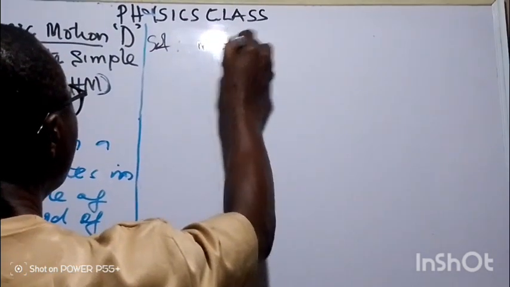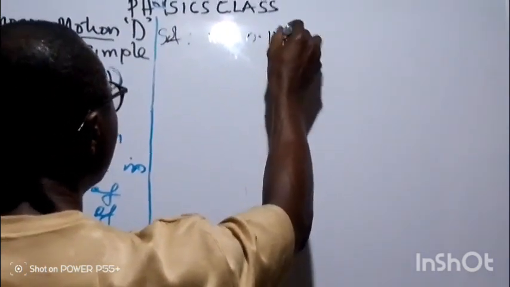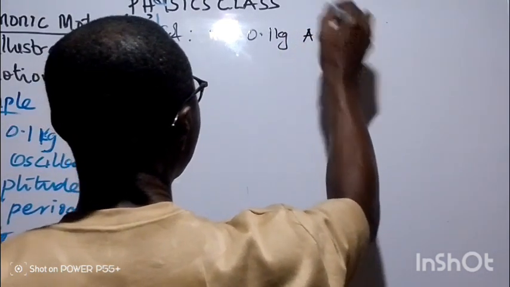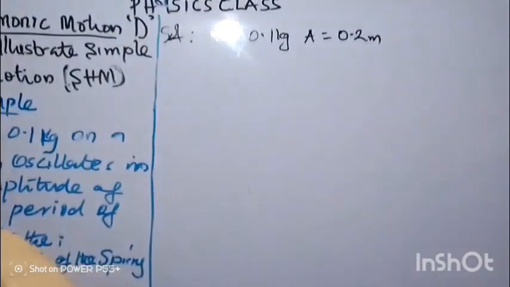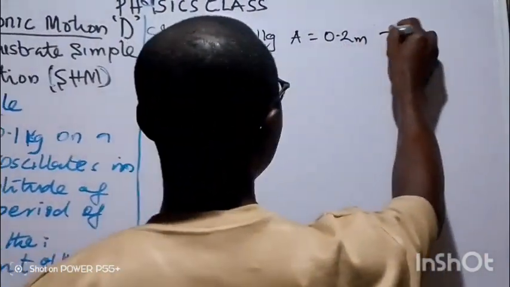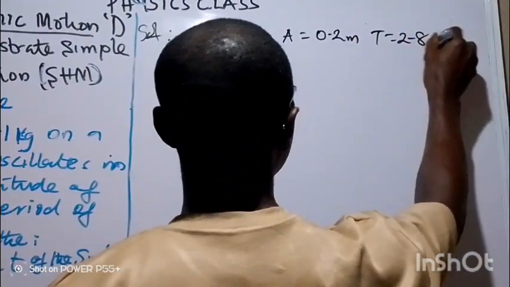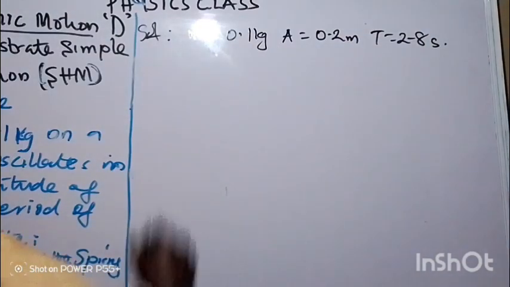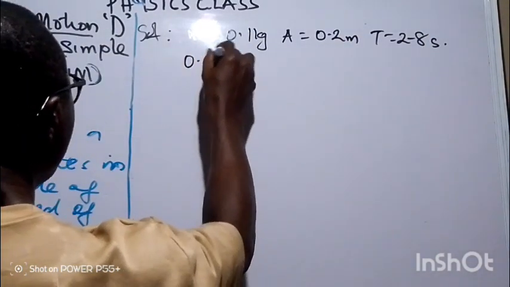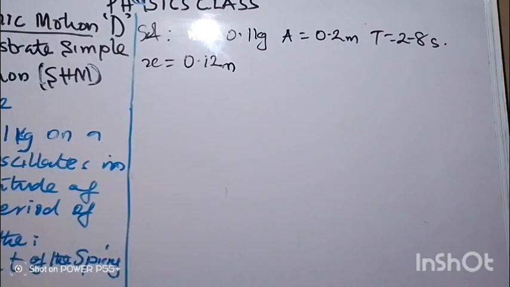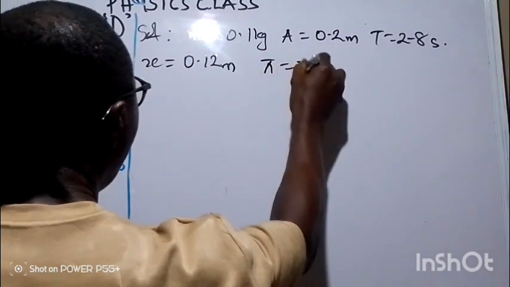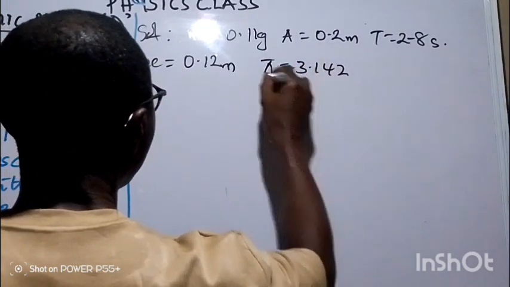Now, let's write out the parameters as given in the question. M is 0.1 kg, amplitude is 0.2 meter, period T is 2.8 seconds. And to calculate C, we are given 0.12 as the displacement, then pi as 3.142.